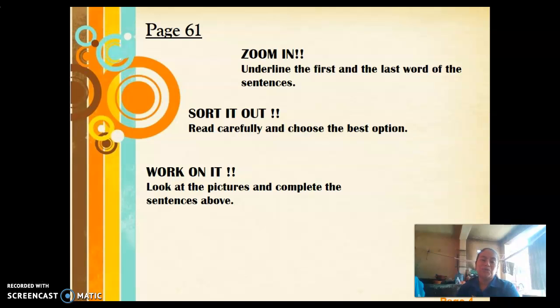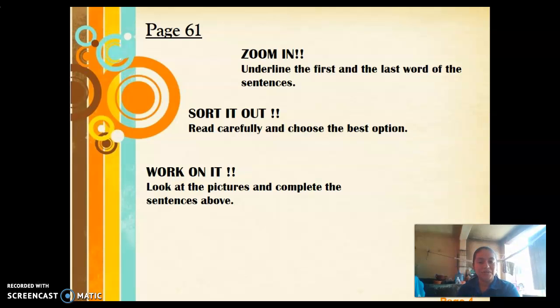But now, Sort It Out. This Sort It Out, you're going to complete or resolve on your own. Please read carefully. Oh, remember that we always have to choose 2 options. Read carefully, it is not going to be complicated. And now Work On It.